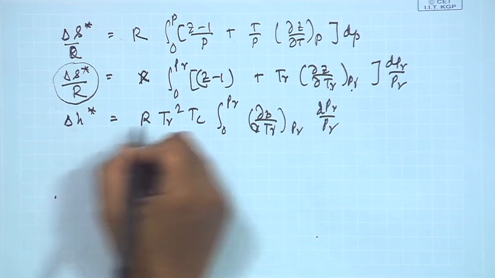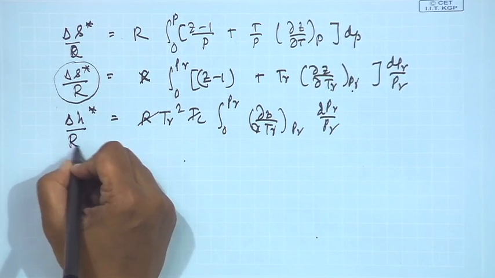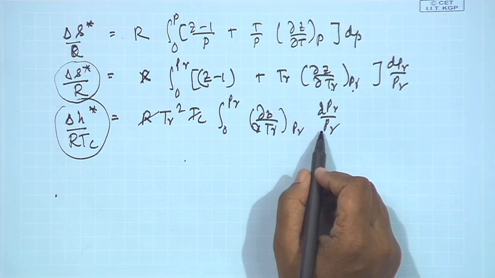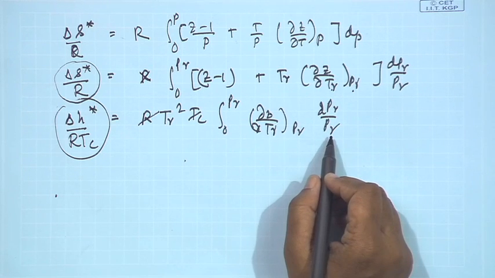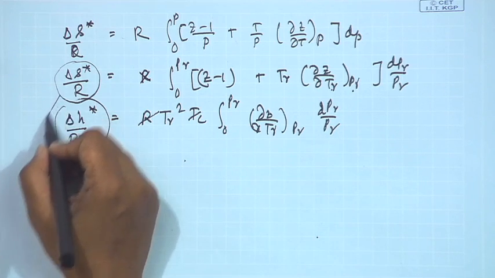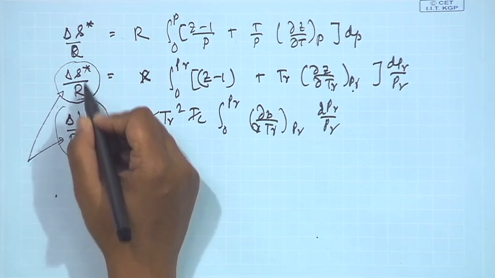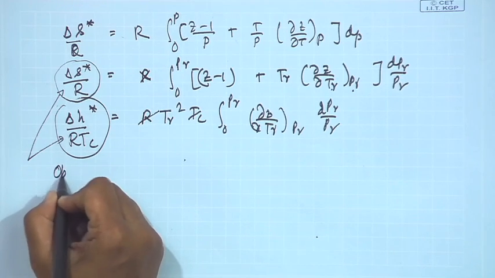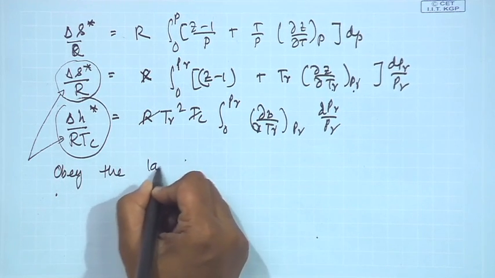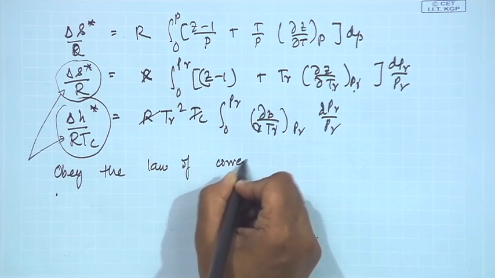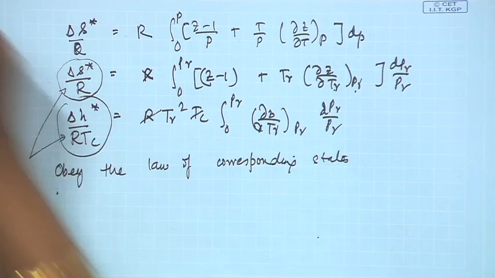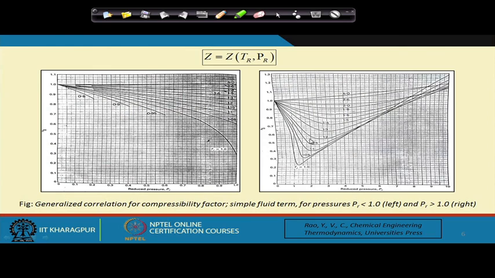In the same way, if you can express this equation of delta H star in this way, you find again the right hand side contains only the reduced parameters and Z and nothing else. What does it imply? It implies that these two terms, delta S star by R and delta H star by RTC, definitely obey the law of corresponding states. So therefore, we need not refer to the compressibility factor charts that I have shown you here.